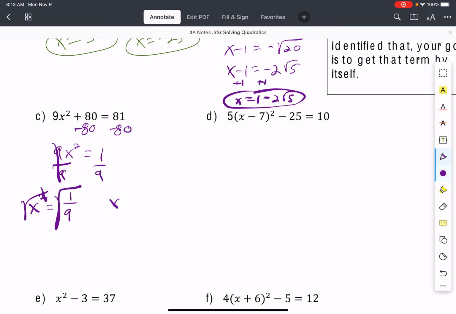Anybody remember how to simplify the square root of a fraction when the top and bottom are both perfect squares? Not Gavin. Anyone else? Remember, we went over it on Thursday. Victoria? Yep, perfect, Victoria. So you do them separate. What's the square root of 1? 1. And what's the square root of 9? 3. So the square root of 1/9 is 1/3. And then I have the negative version.